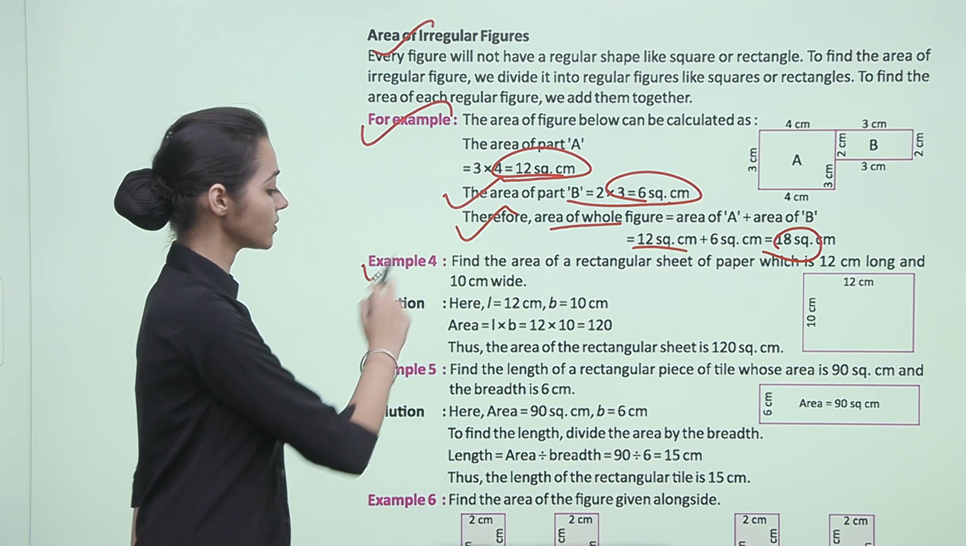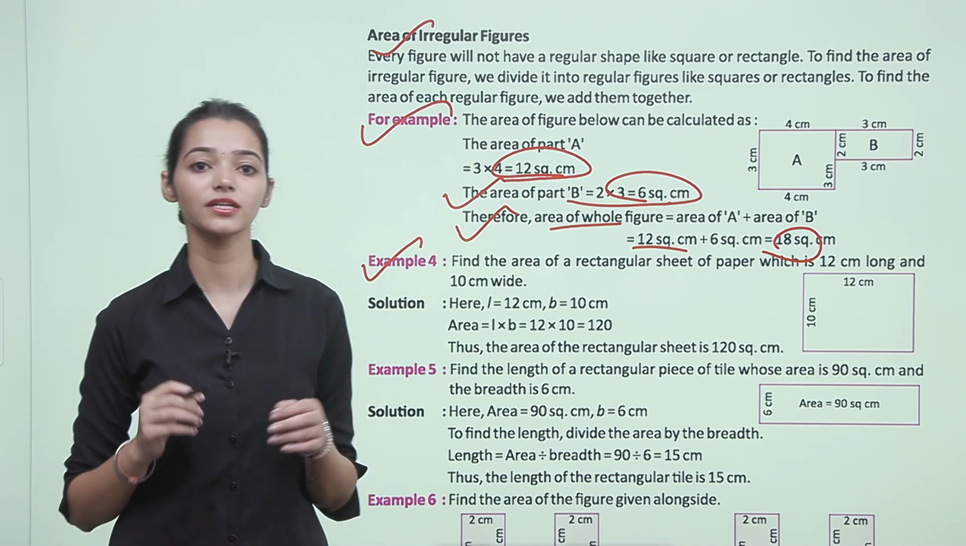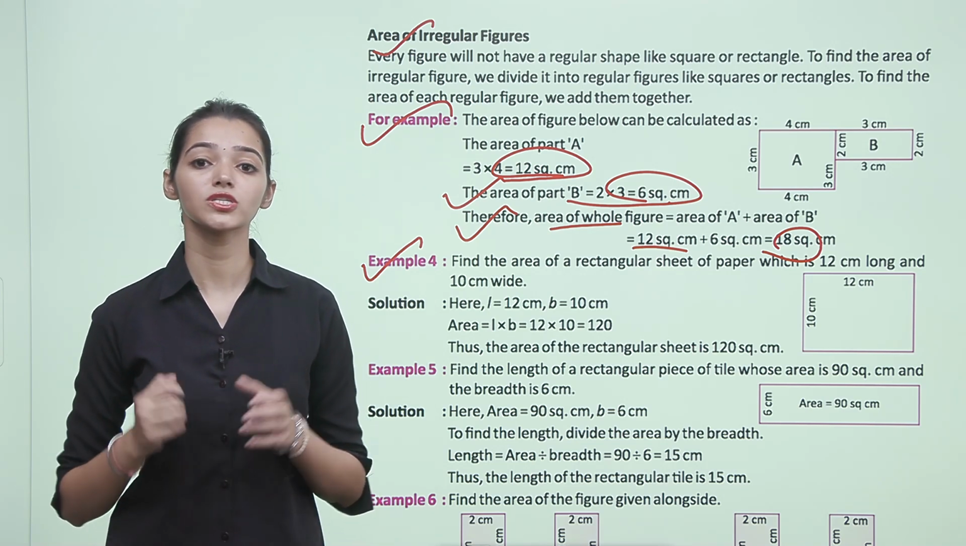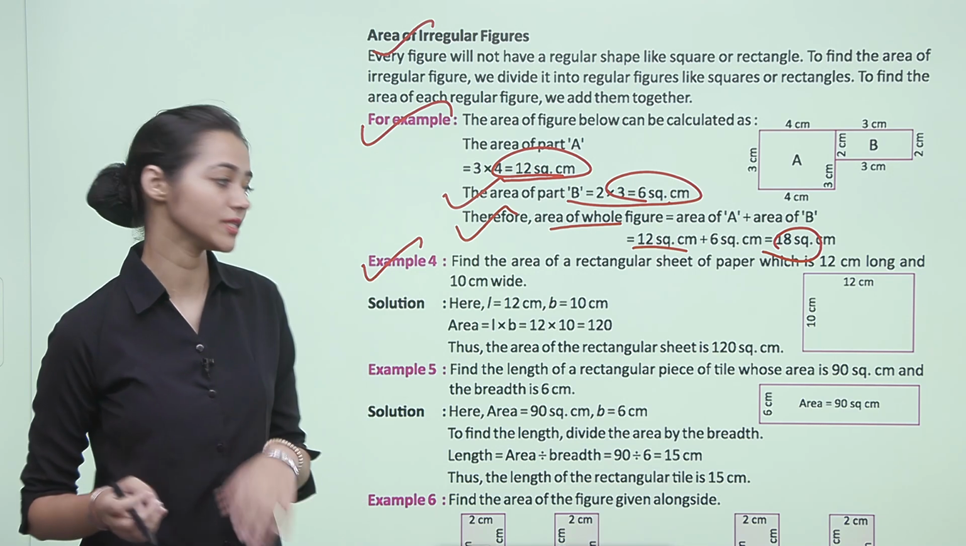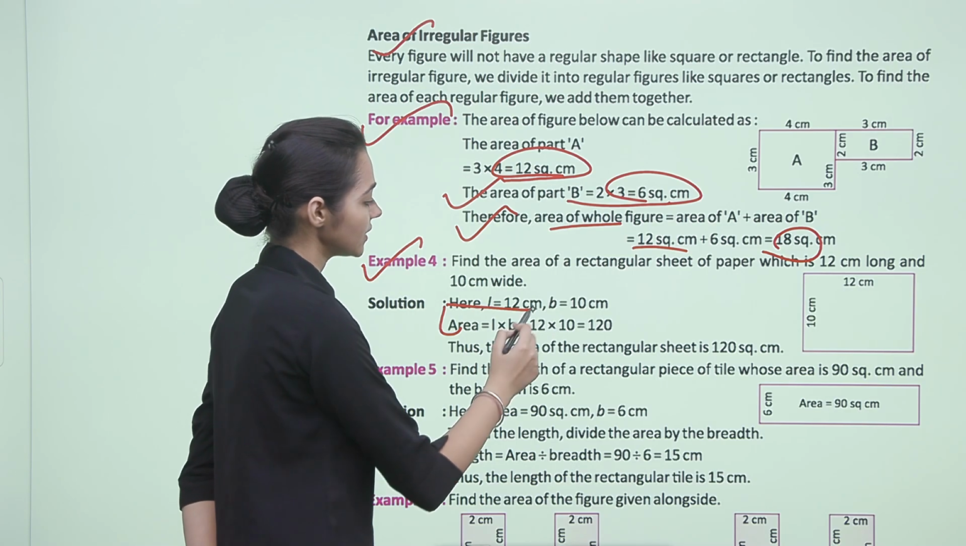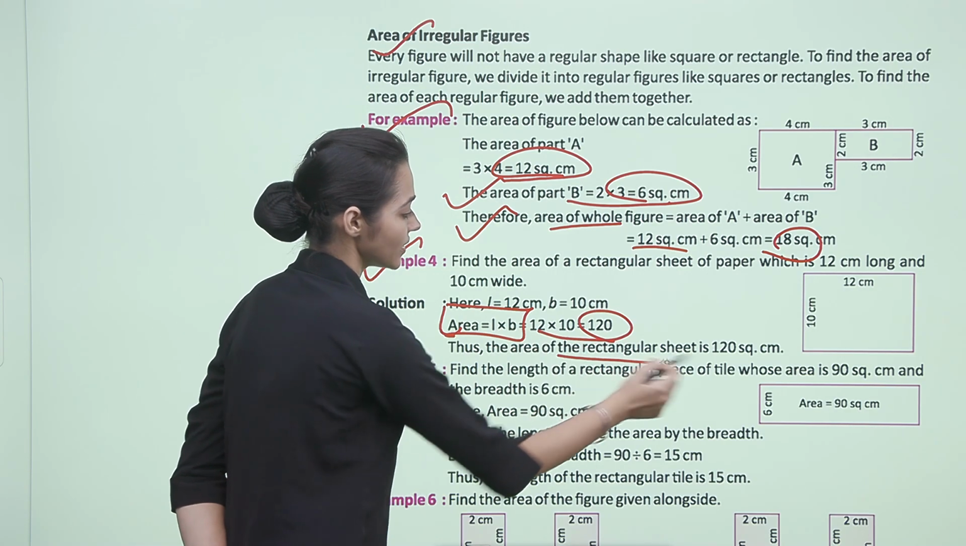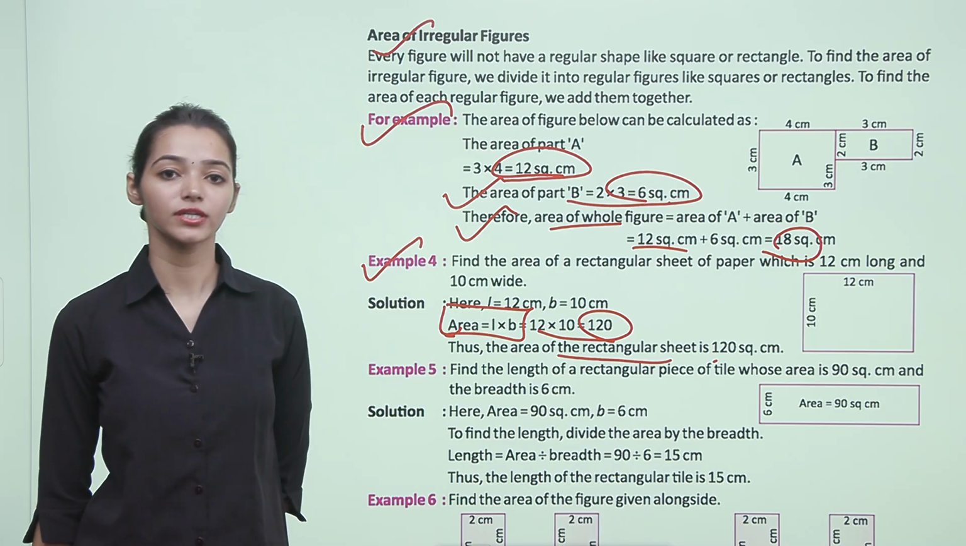Now let's look at an example to understand it better. We have to find the area of a rectangular sheet of paper which is 12 centimeter long and 10 centimeter wide. Now we know that area is length into breadth, so 12 into 10, that is 120 square centimeter, is the area of the rectangular sheet.